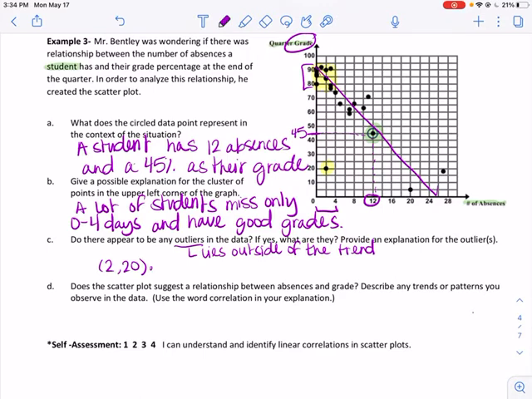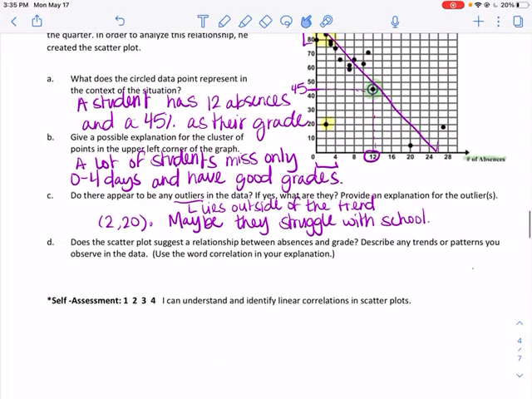So why does a person with that few absences have that low of a grade? Well, maybe they're struggling in school. Maybe they have a hard time getting sleep, so they fall asleep in class. Maybe they missed a lot of school in a previous year, so they don't remember as much, so their grade is low. It could be a lot of different things. Now, you can just think of a scenario that works to explain that, but we don't actually know because we just have the numbers. Does the scatter plot suggest a relationship between absences and grade?